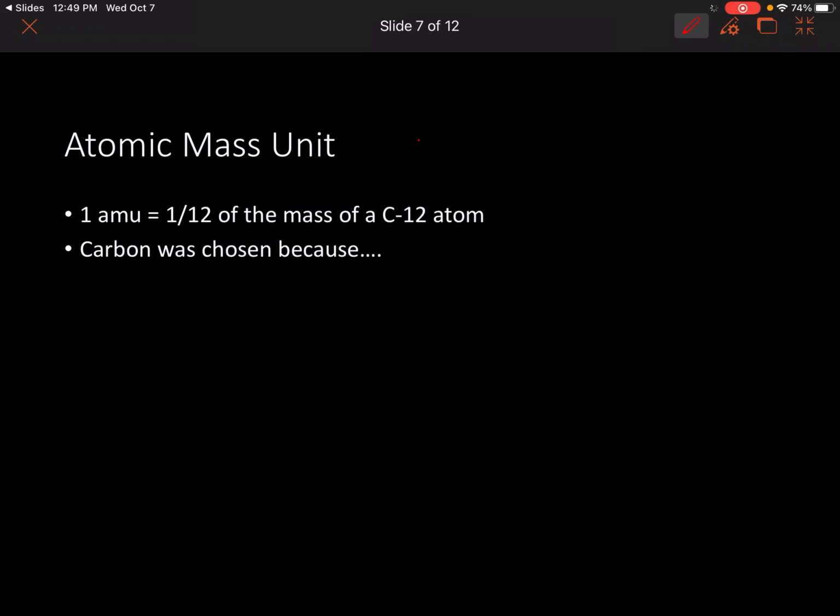Now, atomic mass unit. You're going to see AMU, so that's atomic mass unit. Sometimes you'll see this Greek letter mu with the funny tail. Sometimes you'll just see the letter U. So that's the atomic mass unit. 1 atomic mass unit is equal to 1/12 of the mass of a C12 atom.